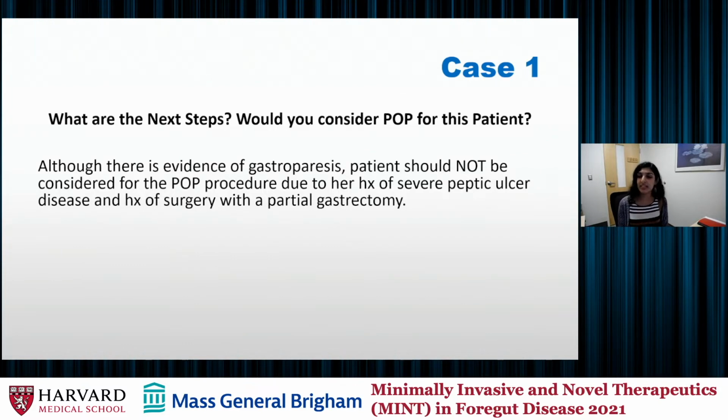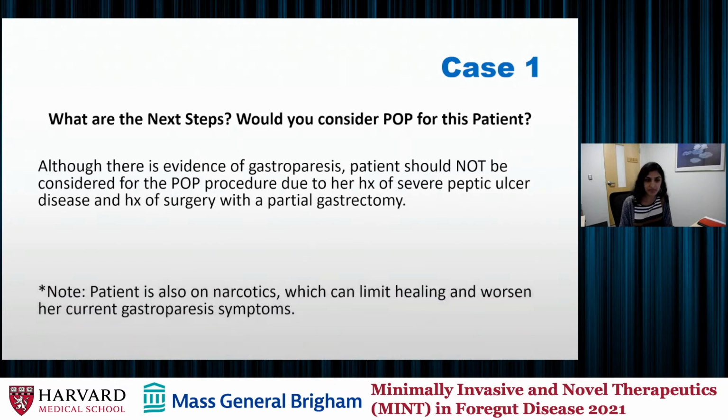Again, the anatomy is very different compared to your average patient. So the pylorus may not fully be there depending on the surgery that occurred. And also with peptic ulcer disease, this patient is at risk for increased inflammation or even strictures in the area. So even with the procedure happening, we want to be very careful, especially with the history of peptic ulcer disease.